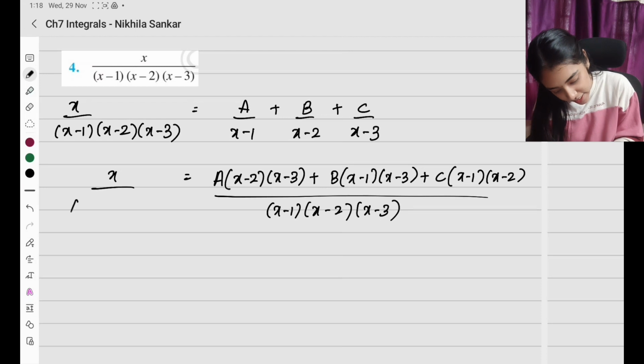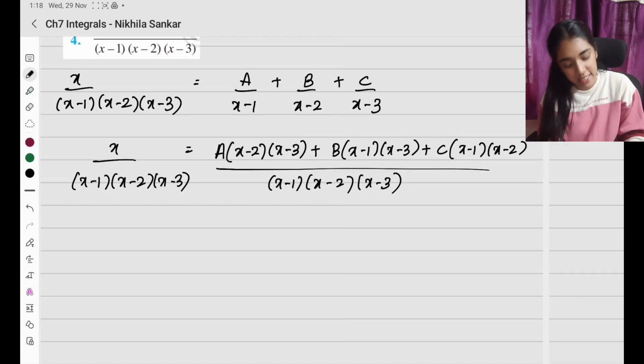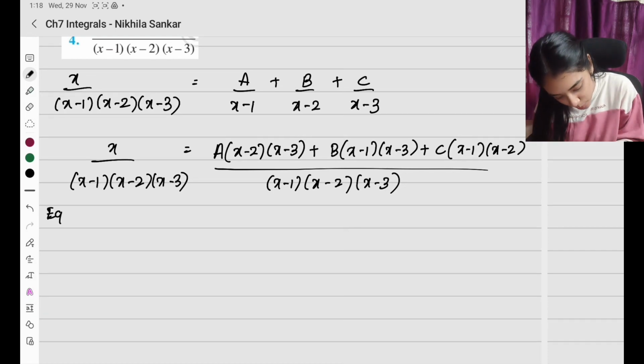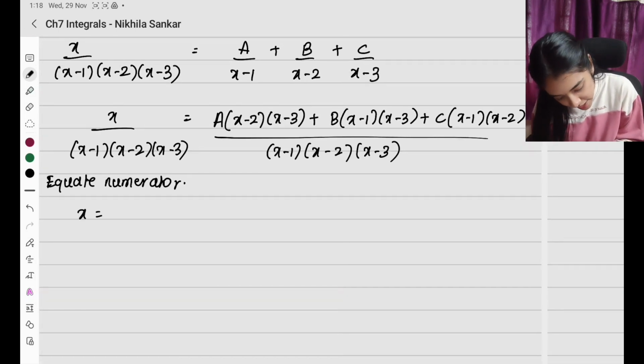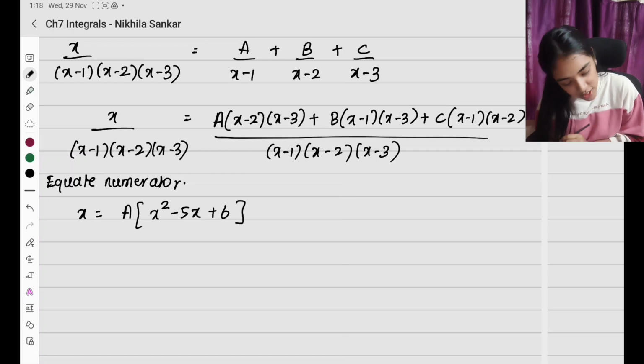Left hand sideல என்ன இருக்கு? x divided by x minus 1, x minus 2, x minus 3 இருக்கு. Since the denominators are equal, I'm going to equate the numerator. So equate numerator. So x equals, I'm going to multiply. So a times, நமக்கு போன questionல என்ன வந்ததோ அதே தான். So I have x square minus 2x minus 3x, which is minus 5x plus 6. So this is my first term.